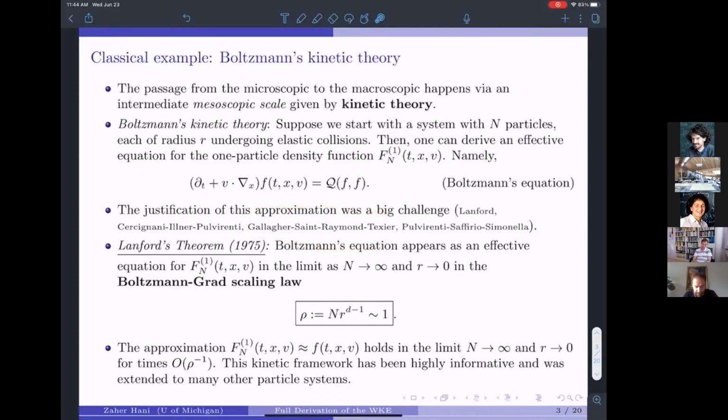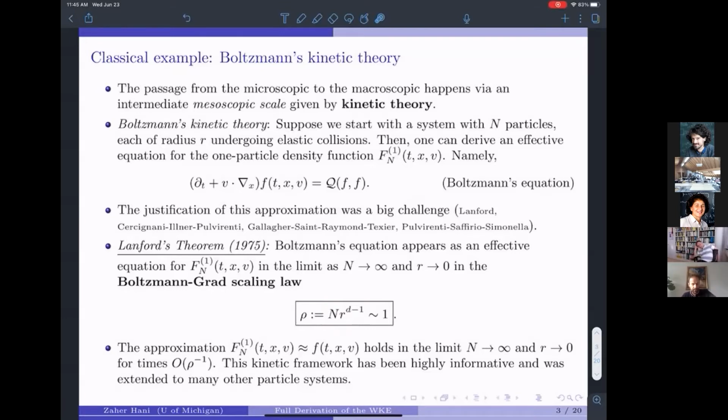So what does Lanford's theorem say? It says that Boltzmann's equation appears as an effective equation for the one particle density function in the limit when you take the number of particles going to infinity and the radius of the particles going to 0, but you don't take those two limits arbitrarily. You take them according to a certain scaling law. This notion of scaling law will be important for us later on. It is given by the Boltzmann-Grad scaling law, which says that n times r^(d-1) is of order 1. This is called the collision rate, as Sergio explained to us on Monday.